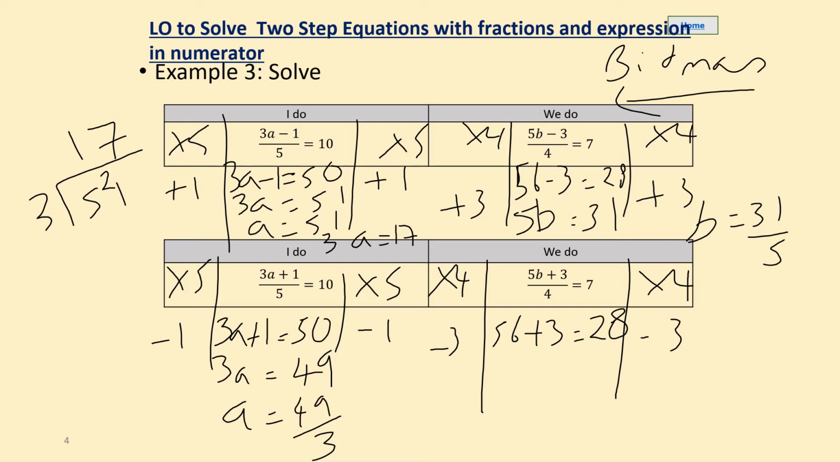28 subtract 3 equals 25. 5b. What do we do then? Yep, it's multiplying by 5, so we're going to divide by 5 on both sides. So b equals 25 divided by 5, which is 5.